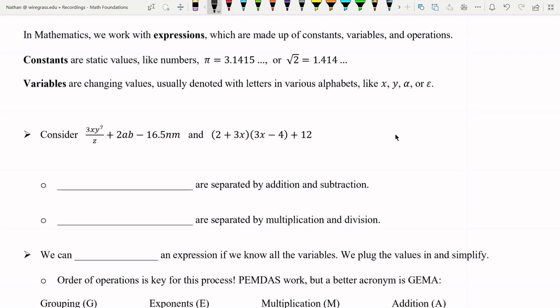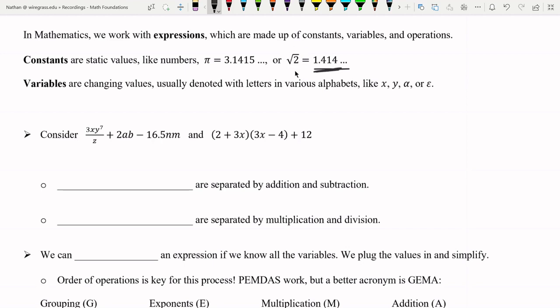In mathematics, we work with expressions all the time, and expressions are typically made up of constants, variables, and of course, operations. Constants are just static values, numbers in general, like 2, 15, whatever. Also, values like pi, which is just a decimal number. And then also things like this. So the square root of 2 is this number here.